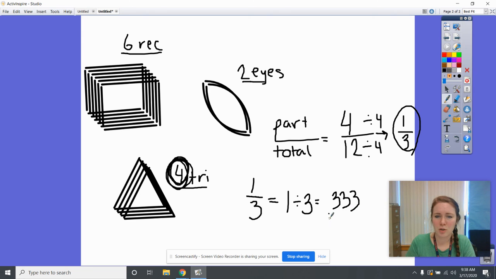And then to change it to a percent, we move the decimal 2 spaces, so 1, 2. So I have 33.3 repeating because that's a 3 going on and on forever as my percent. Always read and find out if it tells you to round or not. Sometimes it wants that repeating symbol, sometimes it wants you to round it.